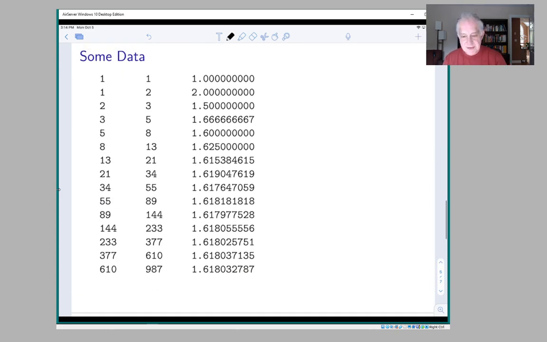Just to maybe help convince you of this fact, here's some data. These are the Fibonacci numbers 1, 1, 2, 3, 5, 8, 13, 21, 34, and so on, up to 987. And in this column, this is the ratio. So this number over this number. So 1 over 1 is 1, 2 over 1 is 2, and so on. And as you go down the list, you get here to 377 over 233. You get 1.61802, and then down here it's 1.61803, and you can check with your calculator that this is very close to 1 plus the square root of 5 over 2. So maybe that helps to convince you that this is true.